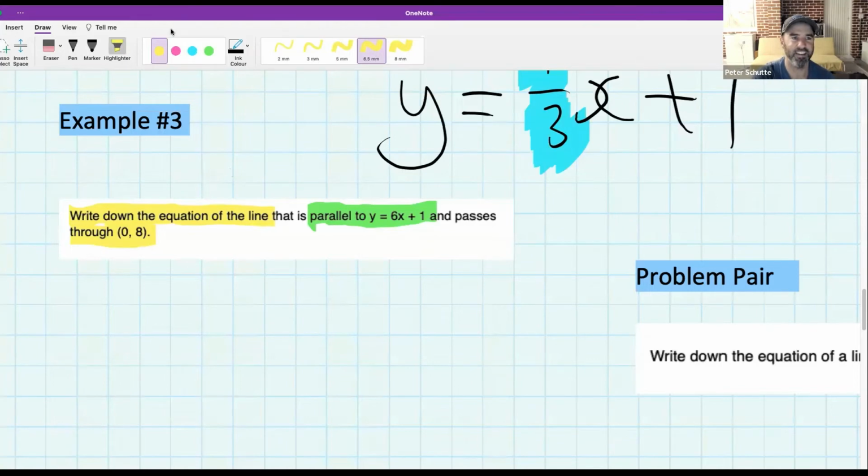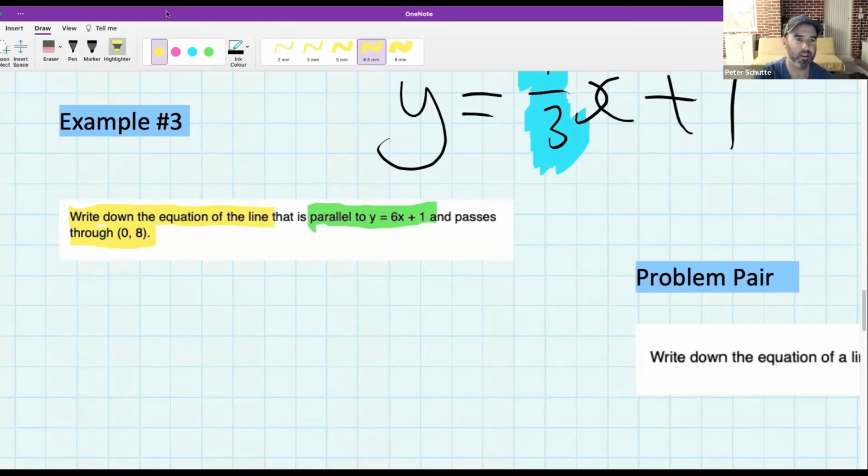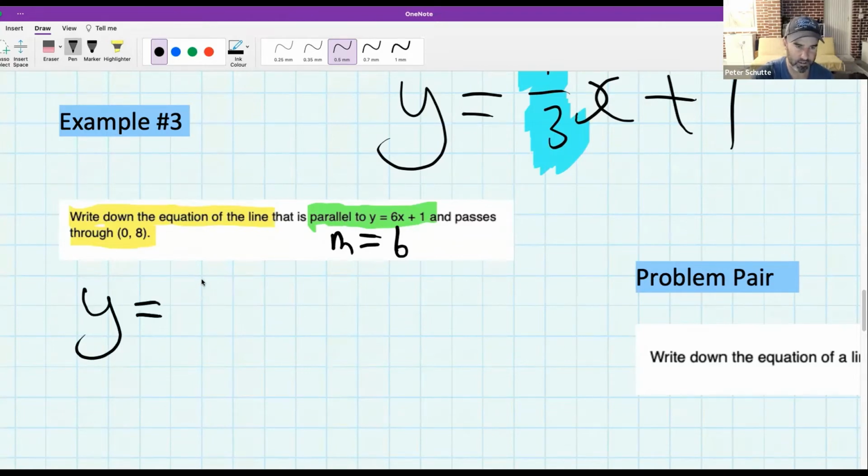So the equation tells us that m is also equal to 6. Perfect. Exactly. The main point is to realize that if the new line is parallel to this line, the line that I'm trying to find is going to have a 6. And so all that I really need to do now is figure out what the C value is.